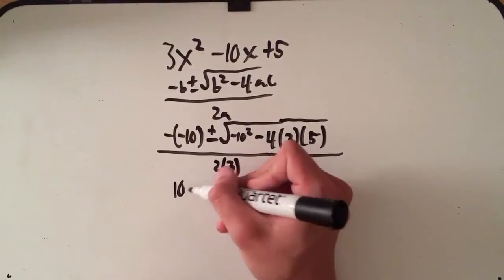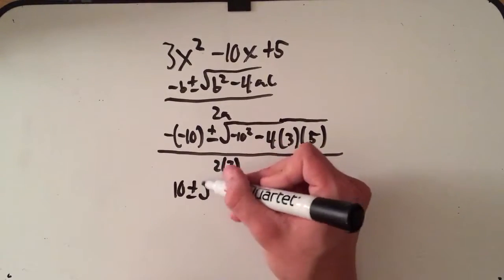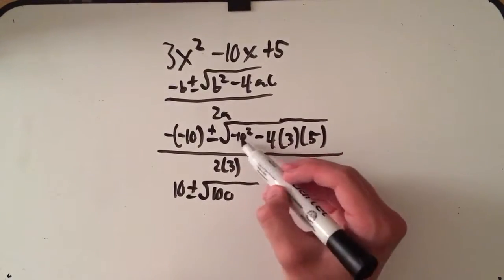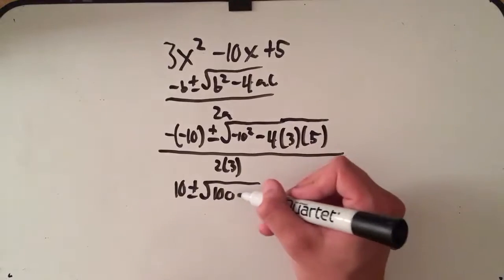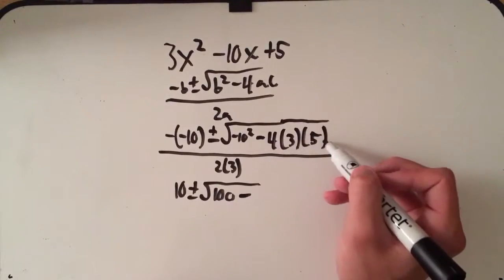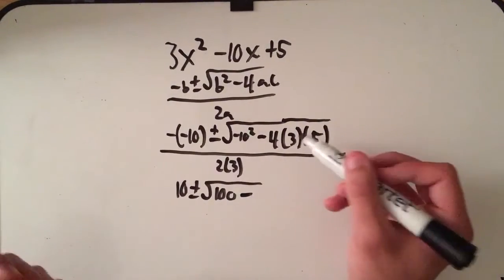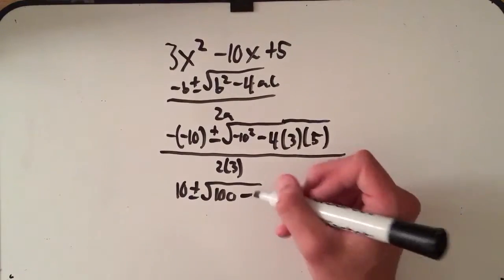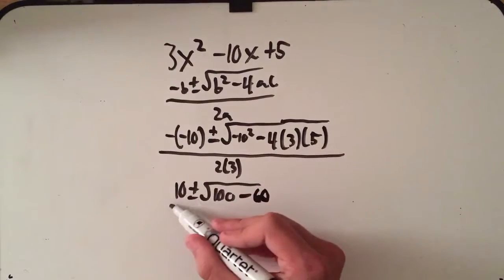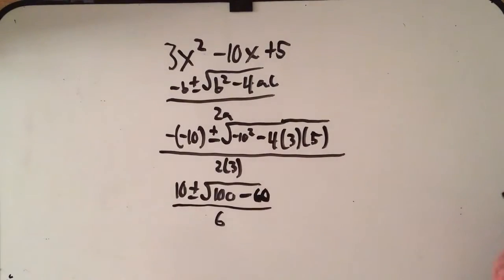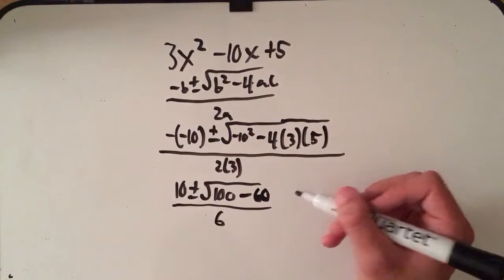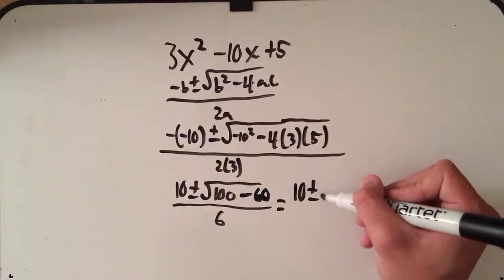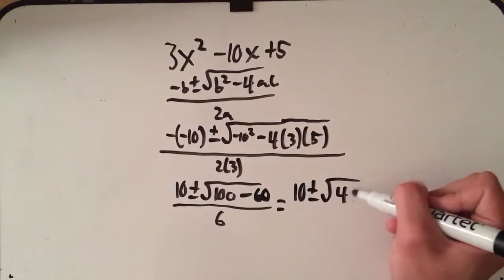Okay, so that would be 10 plus or minus square root of 100, because negative 10 times negative 10 is 100, minus 4 times 3 times 5. You can take this either way, 3 times 5 times 4, or 4 times 3 times 5, so that'll get you 60, all over 6. And then that'll get you 10 plus or minus square root of 40 over 6.